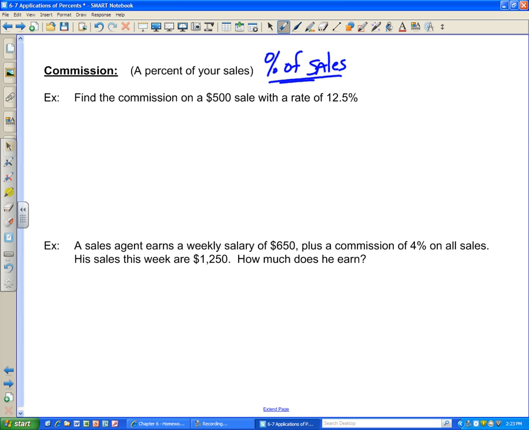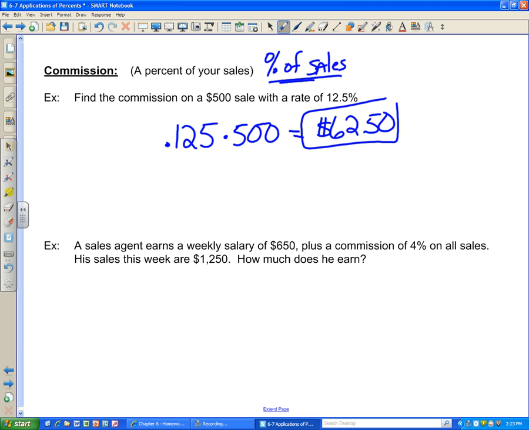Find the commission on a $500 sale with a rate of 12.5%. So let's just say you make a sale of $500. Well, you're going to earn a percentage of that because you sold so much money. So you're earning 0.125, which represents 12.5% of the $500. So how much are you actually making? So on your calculator, you're making $62.50 in commission. So that's how you would find commission, to find the percentage of your sales.